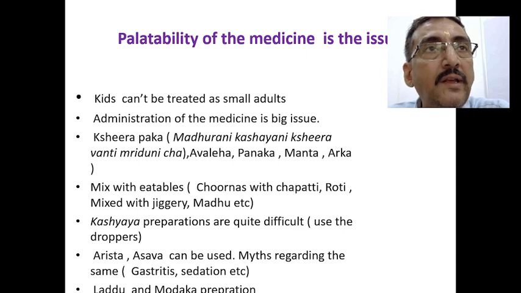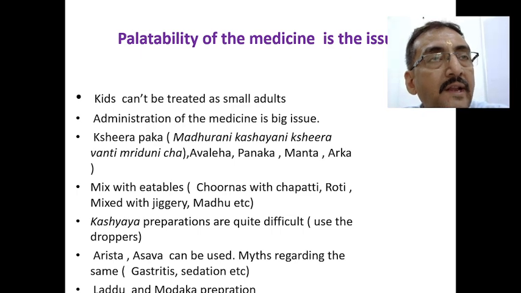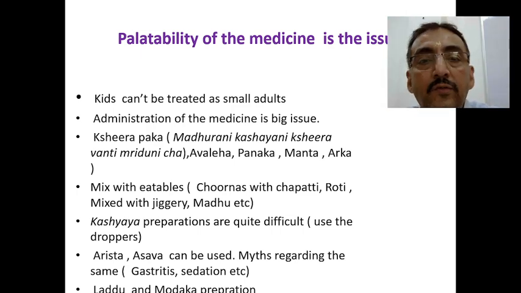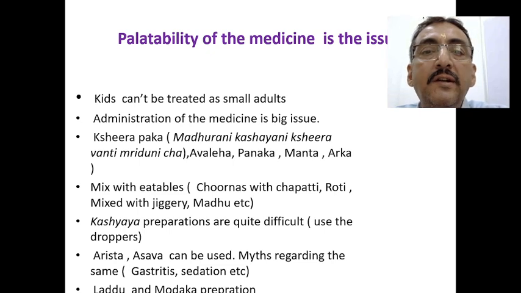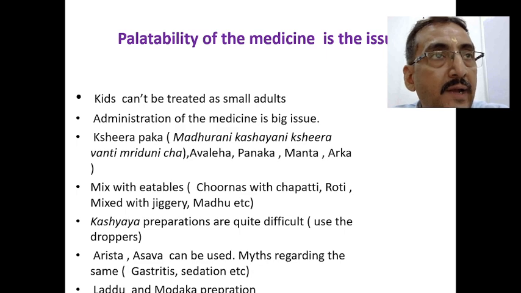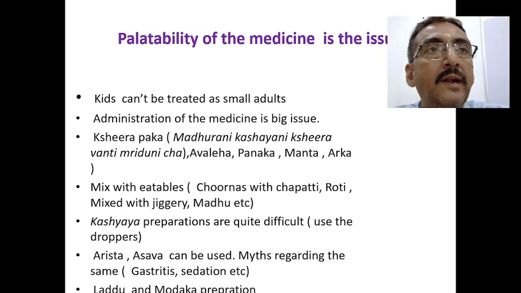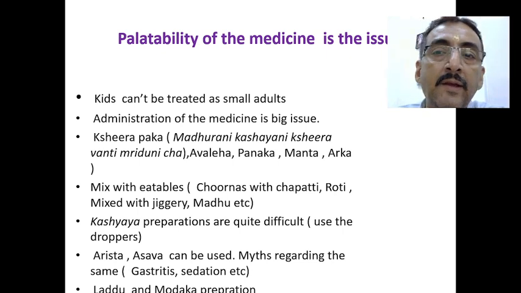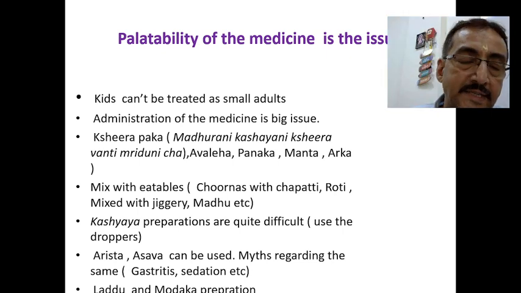Their physical body is different, their mentality is different, their understanding is different, and their thinking is also different. So we should not treat them as small adults. Basti, if you are giving 200 ml for adults, for the kids you give 100 ml. No, it is not like that. So they should not be treated as small adults.